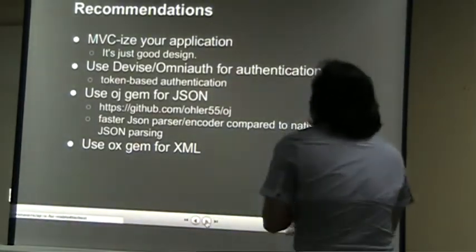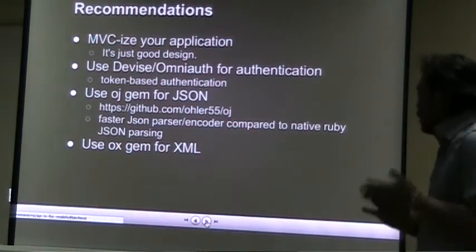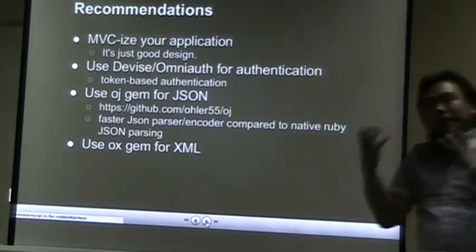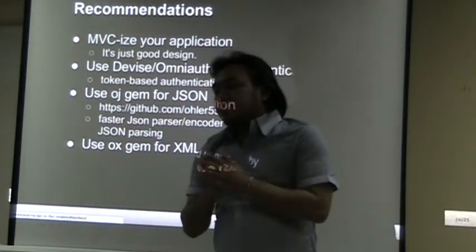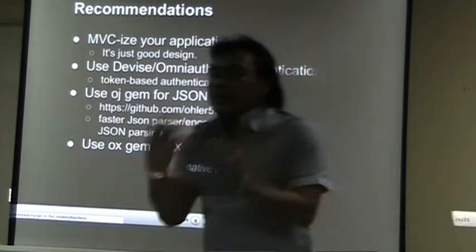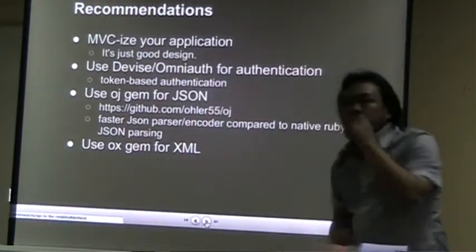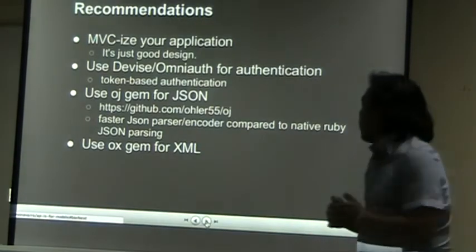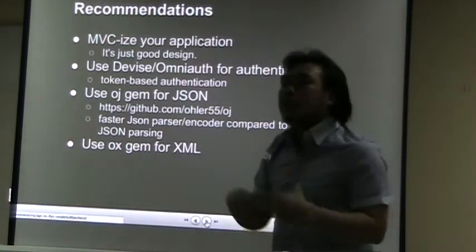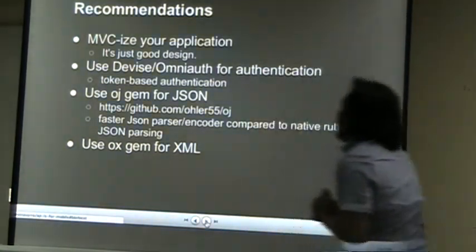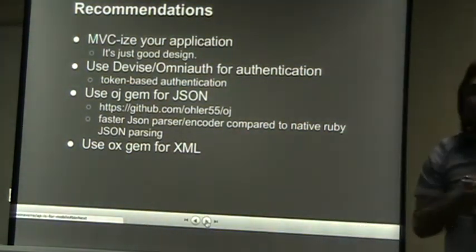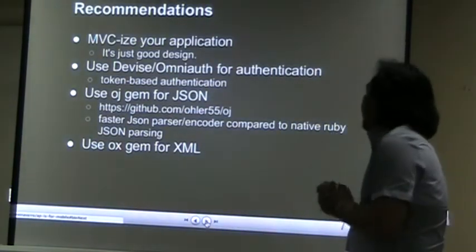Okay, so some recommendations for building your API. Obviously, you guys know how to do MVC. We use Devise so that we didn't have to think about authentication issues. We didn't need to custom build our authentication, so we just use token-based authentication on Devise. I also prefer to use some gems just to make your API more responsive, just to make it faster. I use Oj for JSON parsing and building JSON. I use Ox for XML generation and XML parsing.